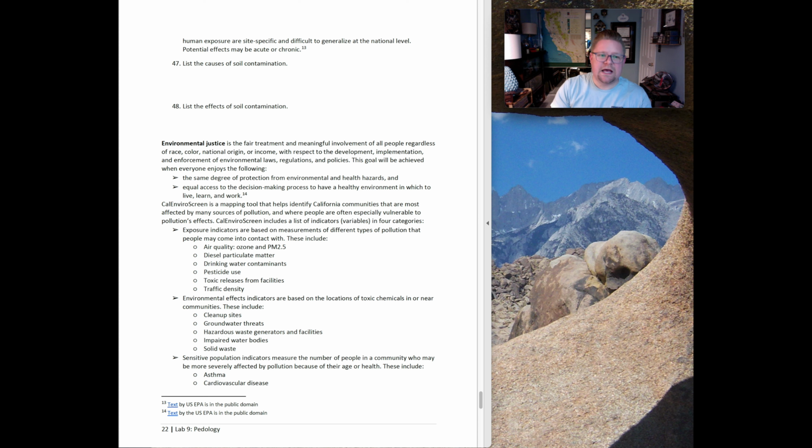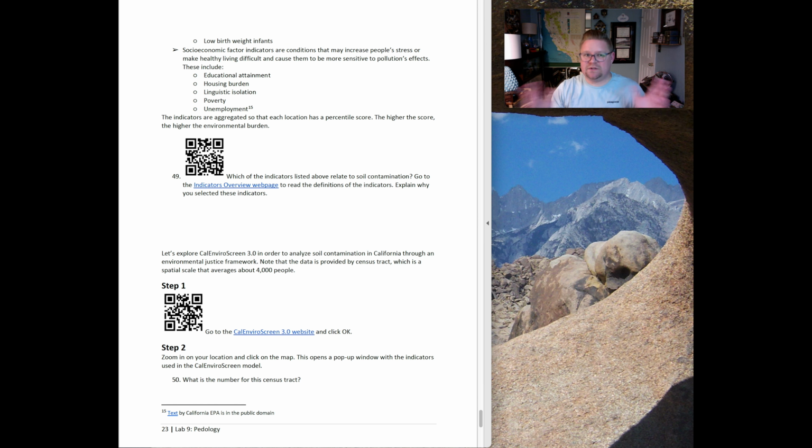So we're going to use CalEnviroScreen. It's a mapping tool that has been able to identify California communities that are most affected by many sources of pollution and where people are often especially vulnerable to those pollutant effects. So it gives some examples, things such as drinking water, pesticide use, particulates in the air, cleanup sites, hazardous waste. Looking at all these different attributes, you're able to correlate it with sensitive populations that are more likely to have cancer, asthma, cardiovascular diseases. So you're able to look at all of these different attributes and see if there's a relationship.